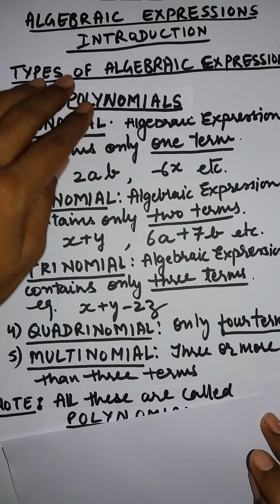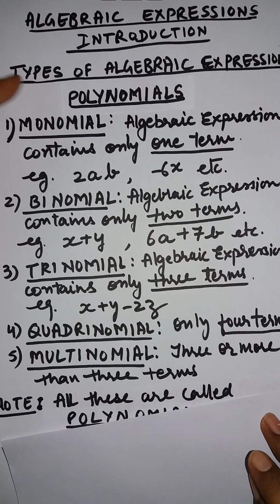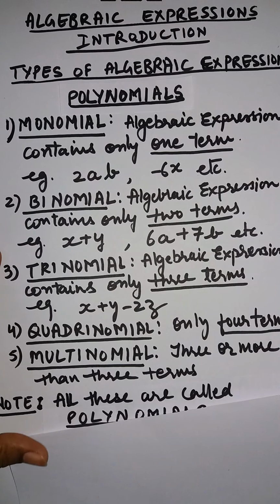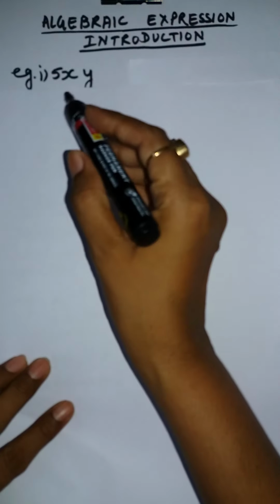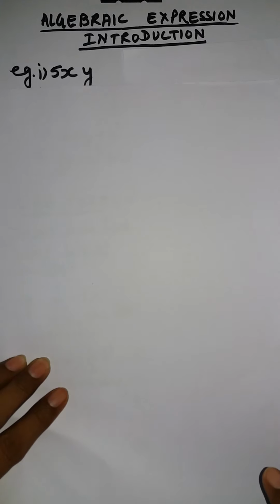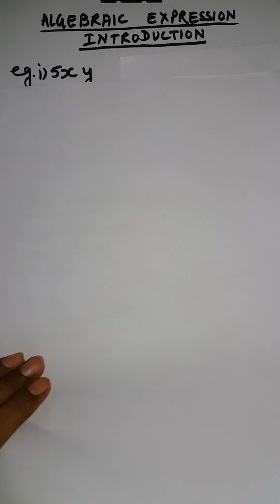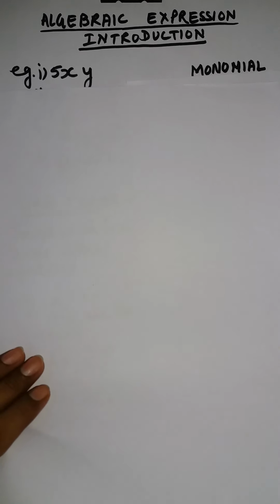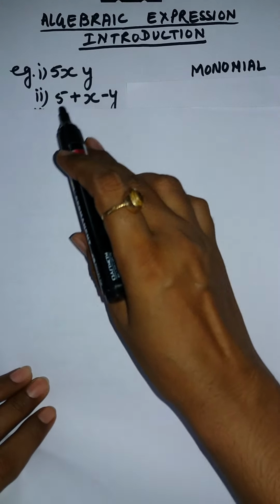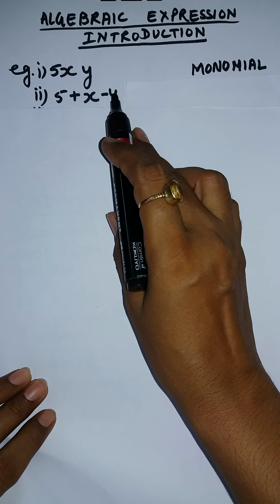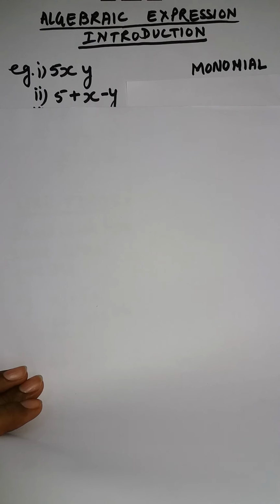It means these all are called polynomials. Let us take few more examples. 5xy. What is the name of this term? Because it has one term, so it's monomial. 5 plus x minus y. Because it has three terms, so this expression is called trinomial.